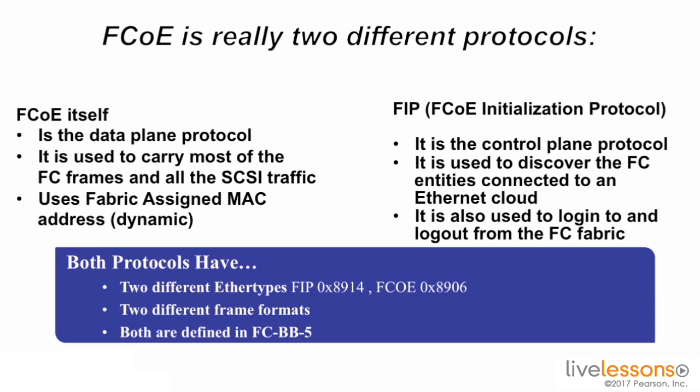FCoE is really made up of two different protocols. There's a FIP protocol, or the FCoE Initialization Protocol, and that's mainly used to discover different Fibre Channel entities and allow Fibre Channel over Ethernet to log into the fabric. And then there's the FCoE protocol itself. This is really the data plane protocol, and it's used to carry most of the Fibre Channel frames and all of the SCSI traffic.